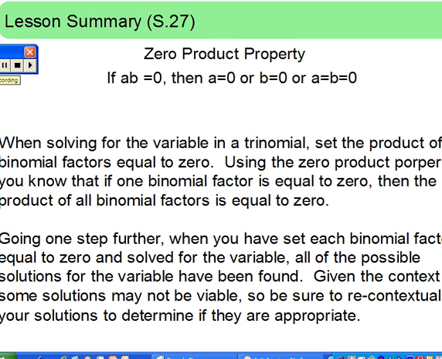Going one step further, when you set each binomial factor equal to 0 and solve for the variable, all the possible solutions for the variable have been found. Given the context, some solutions may not be viable. For example, you cannot find out that Billy is negative 12 years old, so that would not be viable. So be sure to recontextualize your solution to determine if it is appropriate. Does your answer make sense in reference to the problem?